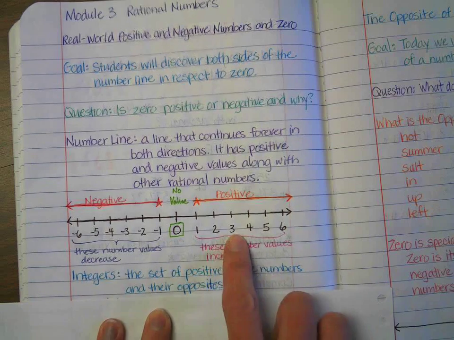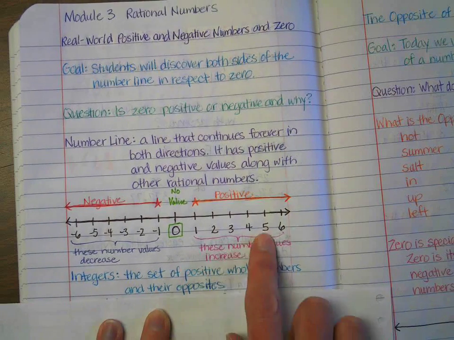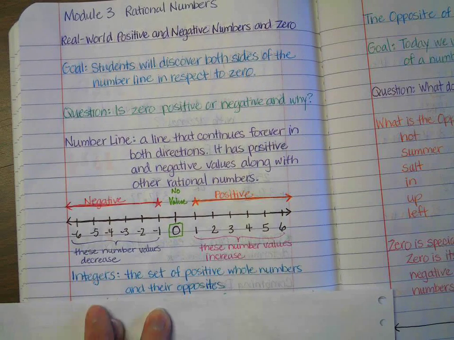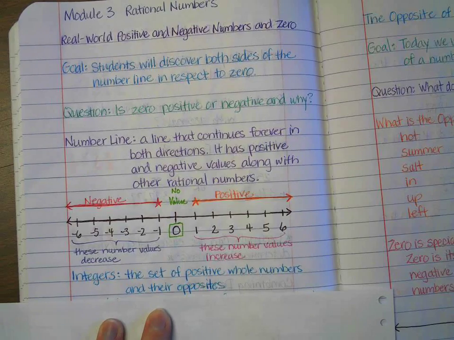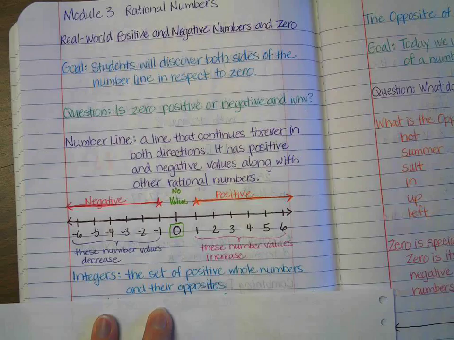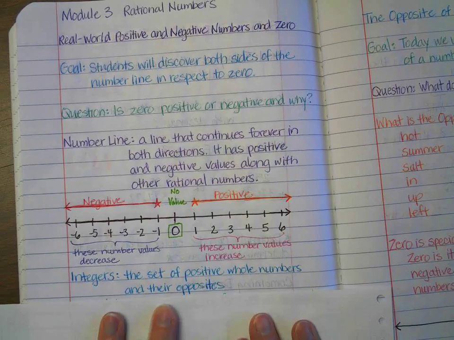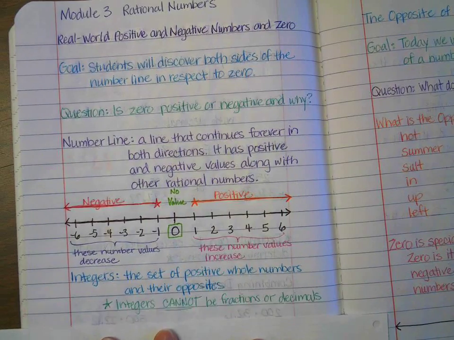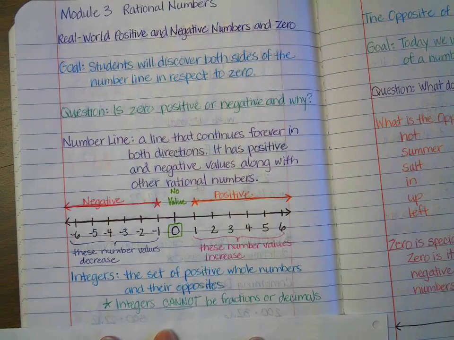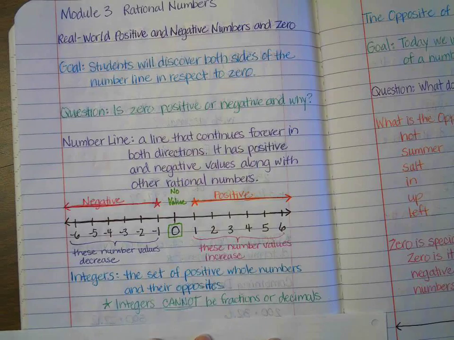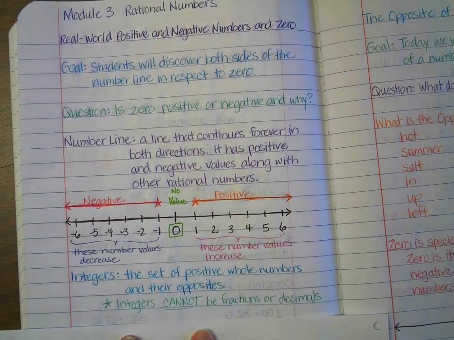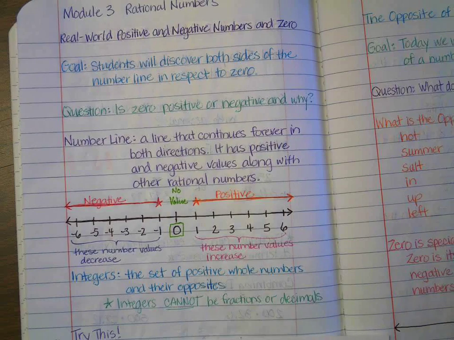So negative 3 is an integer. 3 is an integer. 5 is an integer. Negative 5 is an integer because they're whole numbers. If I asked you negative 2.5, you better say, nope, Mrs. Nelson, that is not an integer. And the reason why negative 2.5 is not an integer is because of that half. Okay? So integers, that's a new word for you all. Integers cannot be fractions or decimals. You need to get that into your brain. Integers cannot be fractions or decimals, okay?